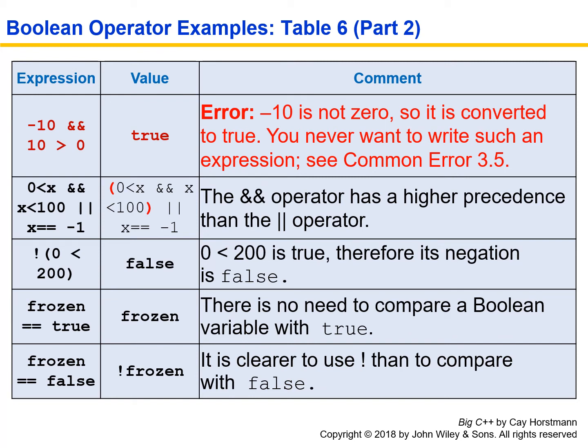0 less than x and x less than 100 or x equals -1 is interpreted as if there were parentheses around the ampersand operator, which has a higher precedence. So we're going to say if x is between 0 and 100 or x is -1.